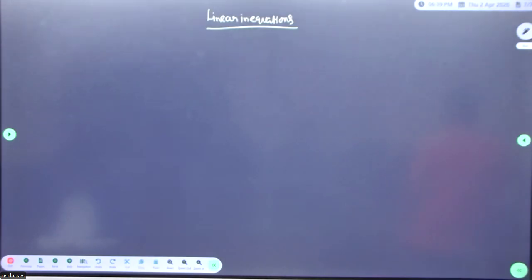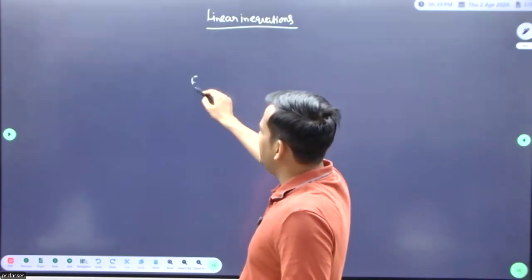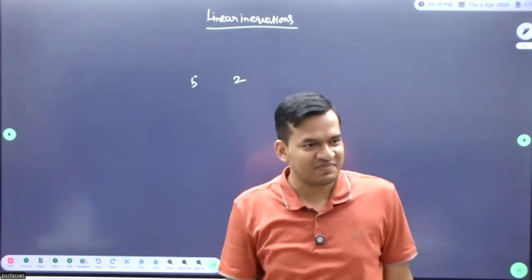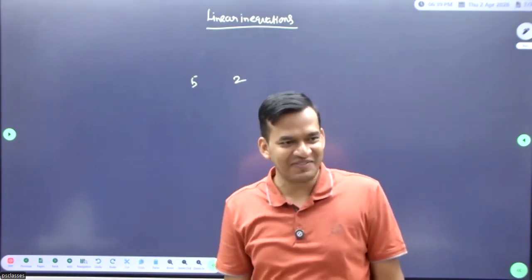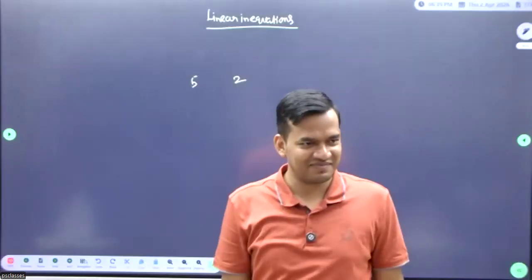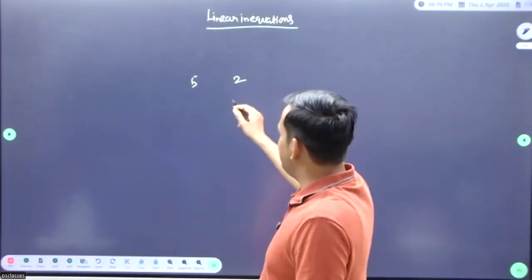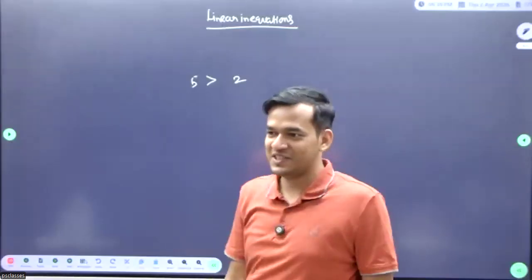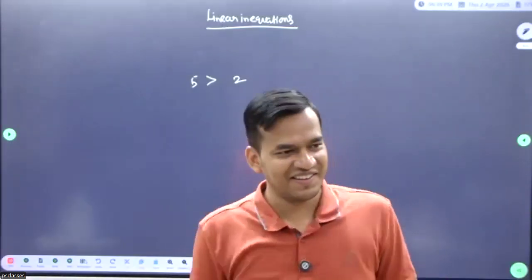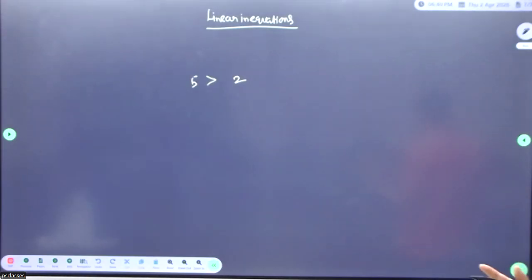Okay. So this greater than, less than sign you are already familiar with. Suppose I write 5 and 2, which one is greater? 2 is greater than 5. Stand up for 5 minutes. 5 is greater than 2. See, this is called fear. The truth comes out. 5 is greater than 2.